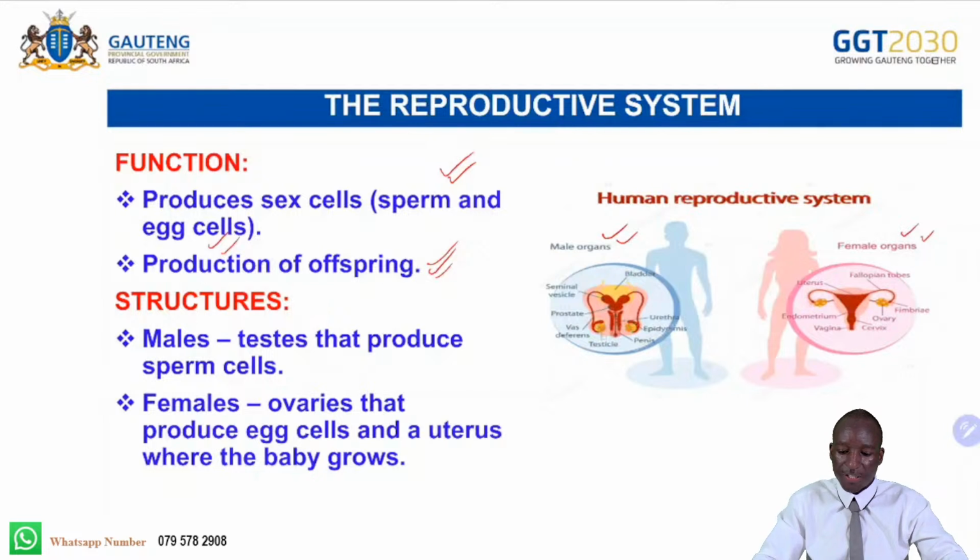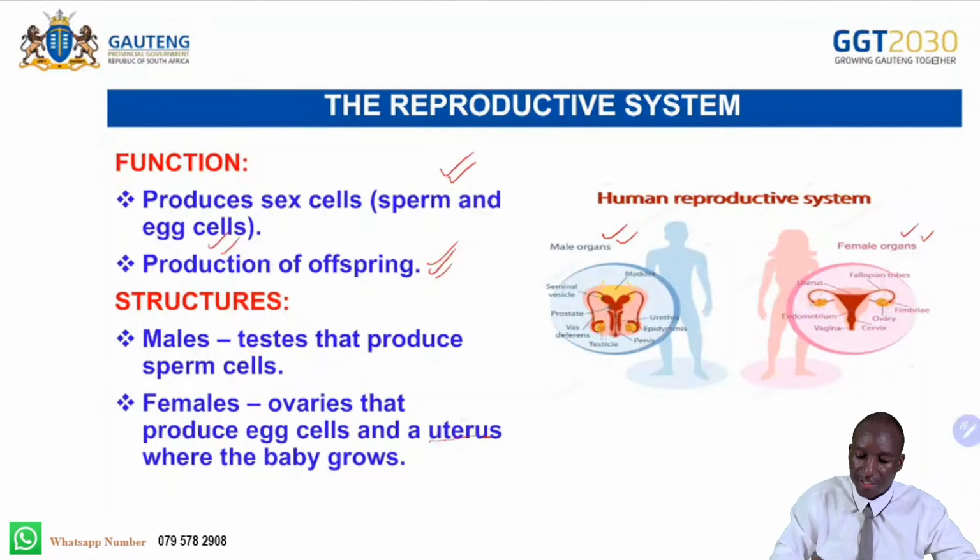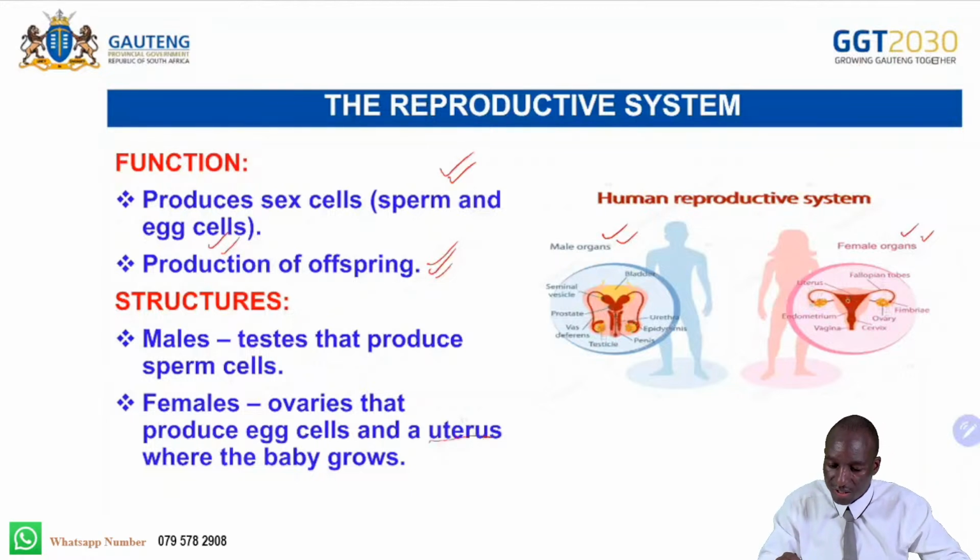Right, from the female side, we spoke about the ovaries that produce egg cells. That's the ovary. So these ovaries are responsible for producing egg cells. And of course, we spoke about the uterus. There it is, the uterus. That's where the baby grows during pregnancy.